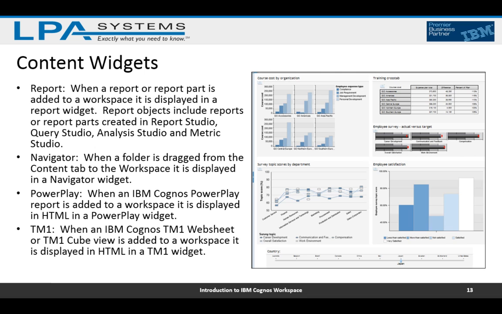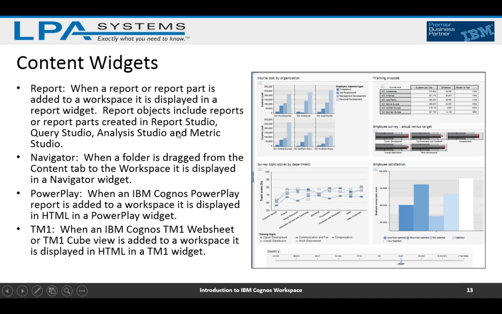So the different types of widgets that you can use inside of Cognos Workspace, typically you're going to use a report widget, and report widgets do exactly what you would expect. They allow you to display the content from a report, either the whole report or parts of a report. And I've listed some different authoring options that you have at your disposal.